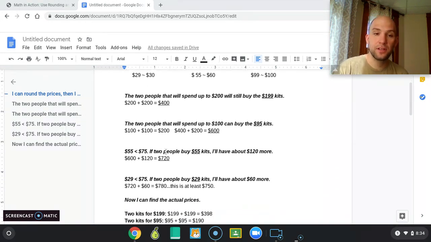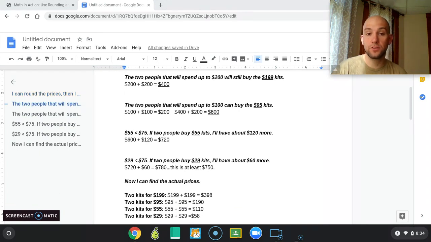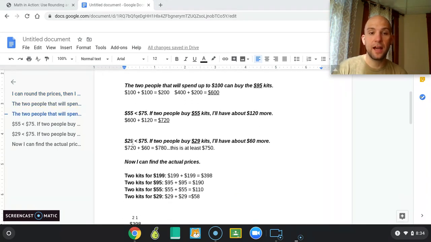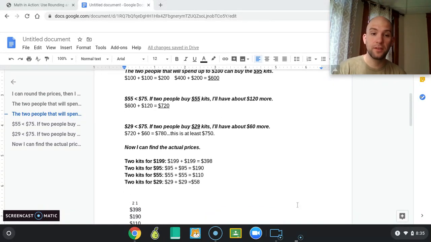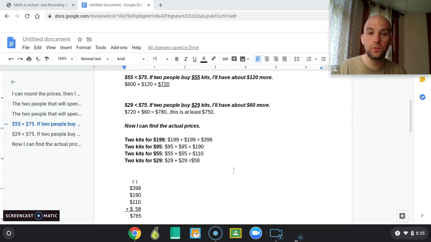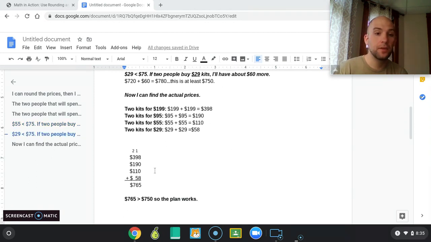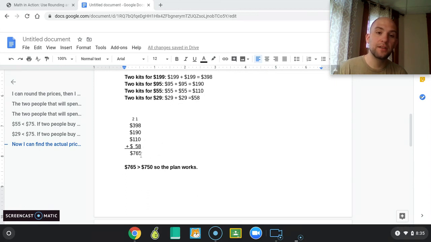$55 is less than $75. If two people buy the $55 kits, I'll have about $120 more. 600 plus 120 equals 720. $29 is less than $75. If two people buy the $29 kits, I'll have $60 more. $29 is about $30. 30 plus 30 is 60. $720 plus $60 equals $780. This is at least $750. So then I add up all of my actual prices. I get $398, $190, $110, and $58. If you add all of this together, you should have got $765. 765 is greater than 750, so the plan works.